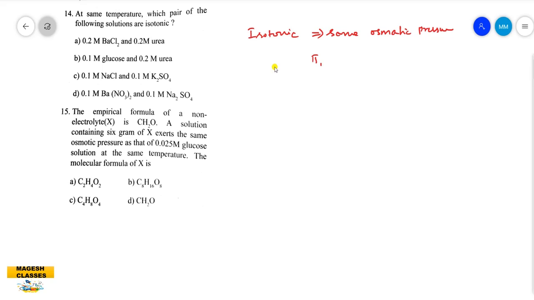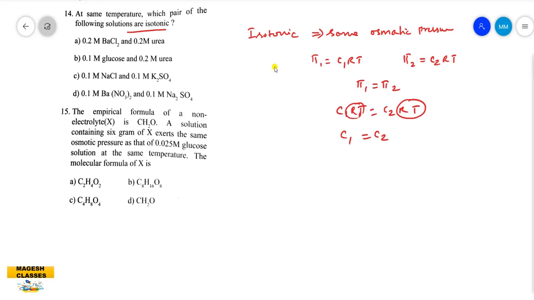For the first solution, pi 1 is equal to C1 RT, and the second solution has pi 2 equal to C2 RT. If the osmotic pressure is the same, then pi 1 is equal to pi 2, that is C1 RT is equal to C2 RT. RT is constant, so C1 is equal to C2. So for an isotonic solution, the concentration of the first solution is equal to the concentration of the second one in molarity.